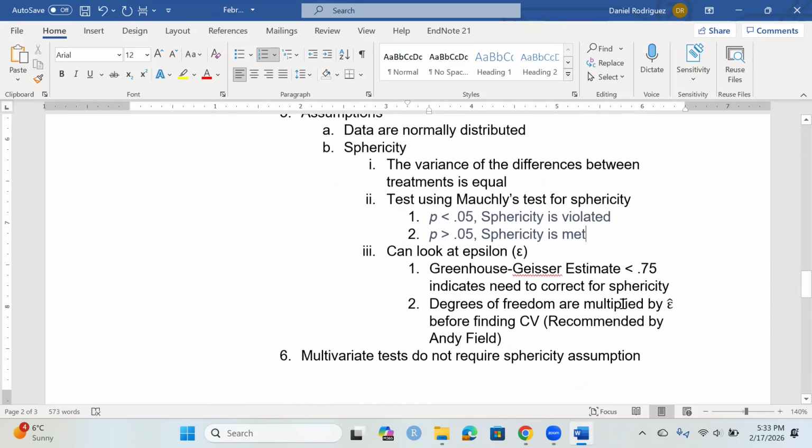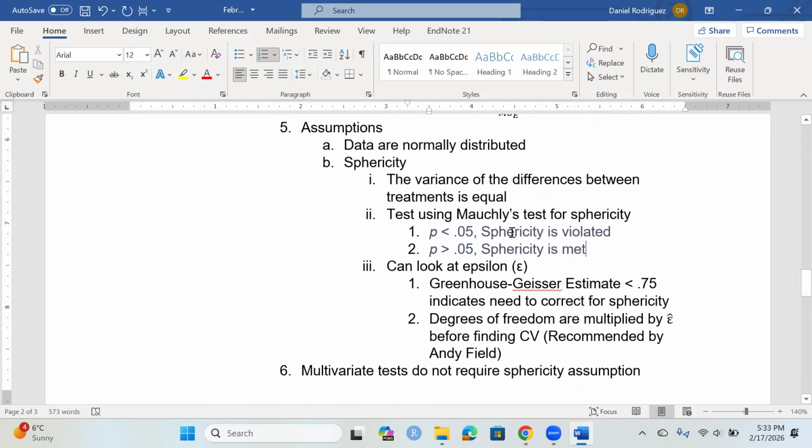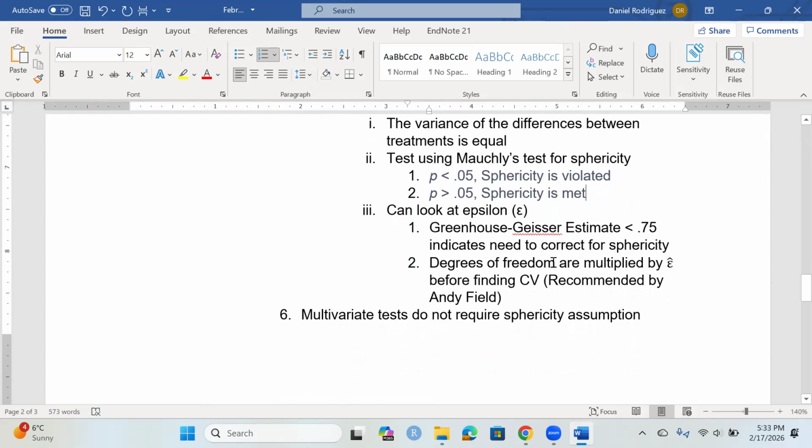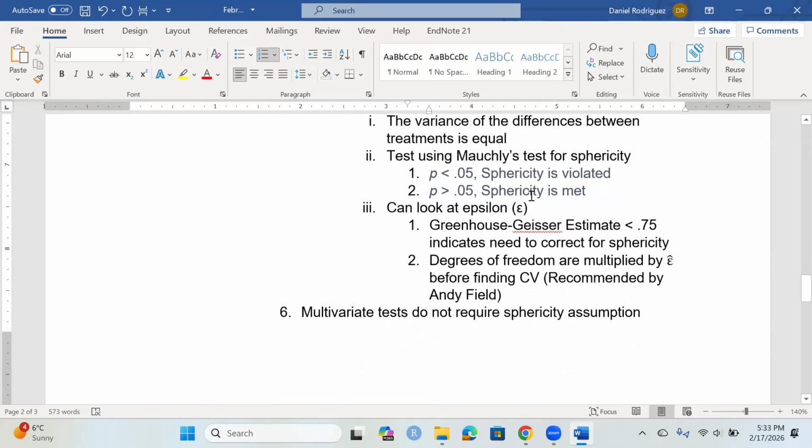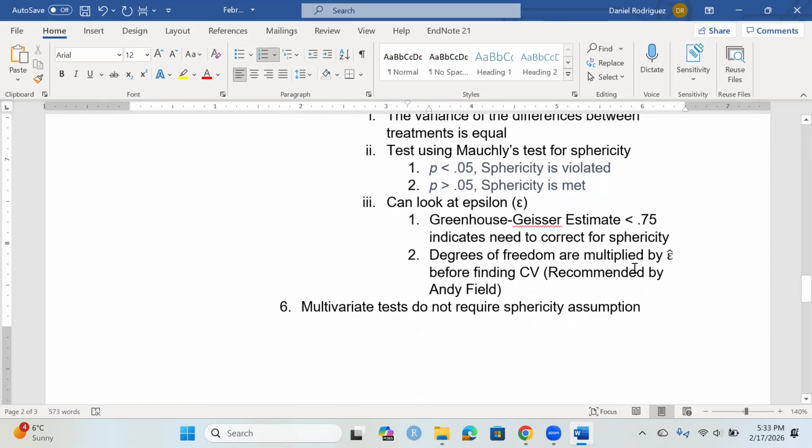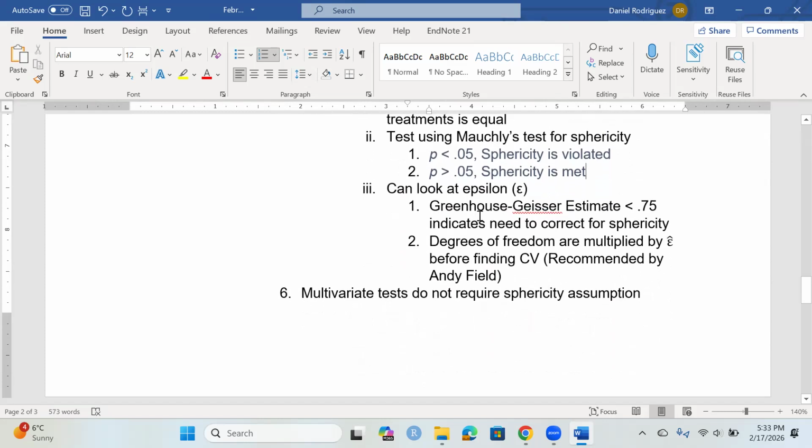However, some researchers say we should be okay assuming sphericity, or not having to adjust our model using epsilon, if our p-value is somewhere between 0.05 and 0.001. Okay, so that's something that you have to look at. But if you do reject the sphericity assumption, you don't even have to worry about the Greenhouse-Geisser estimate or adjusting your degrees of freedom for epsilon.